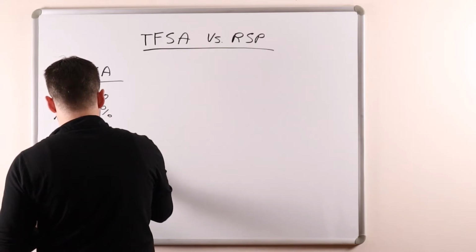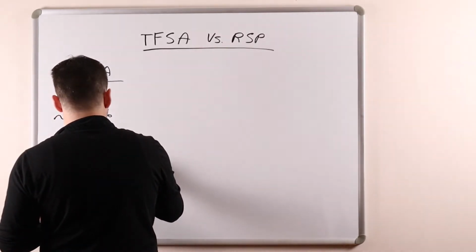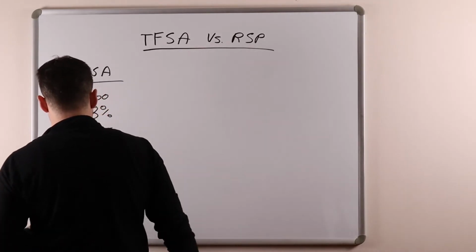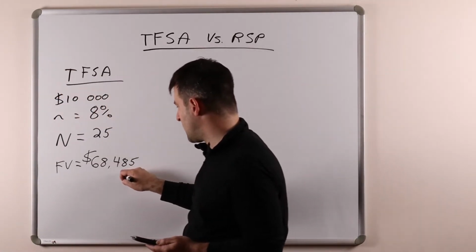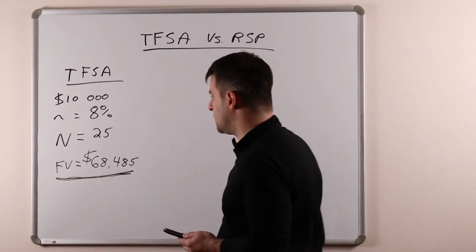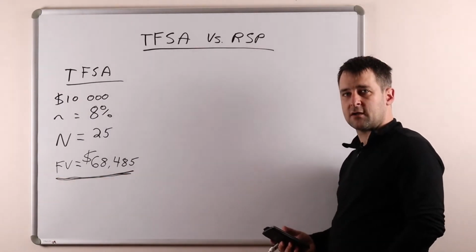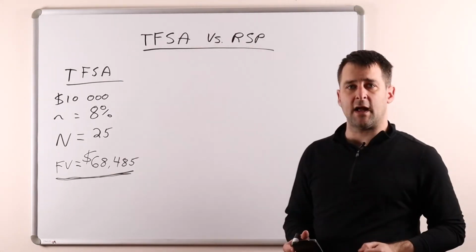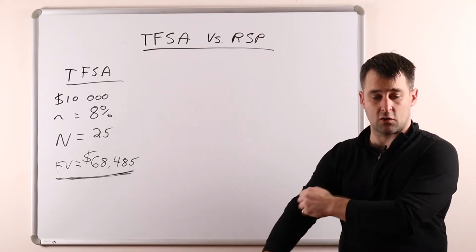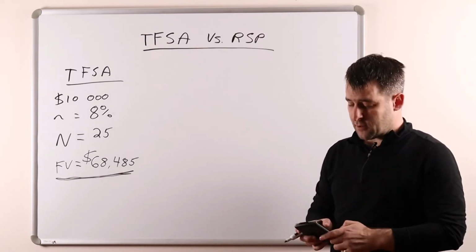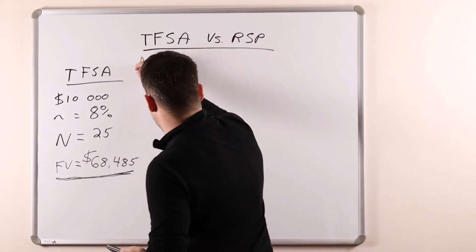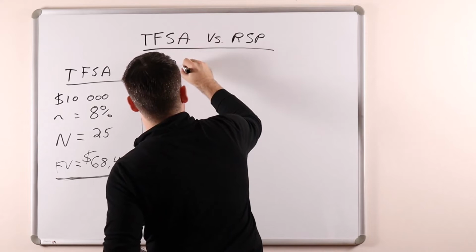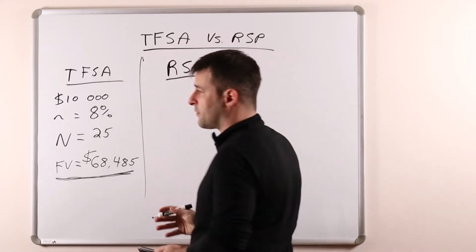of $68,485, and I'm rounding off the cents, okay? So that is how much is there at the end of the 25-year period, and that is money right into your pocket. That's your money net after tax, because there are no taxes, okay? Now, we're going to just kind of put that on the side, and we're going to compare it now to the RSP contribution, growth, and withdrawal.